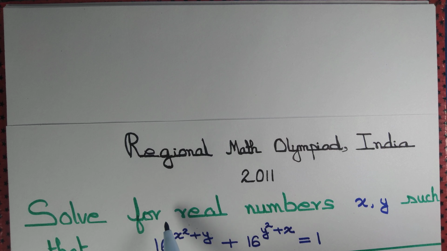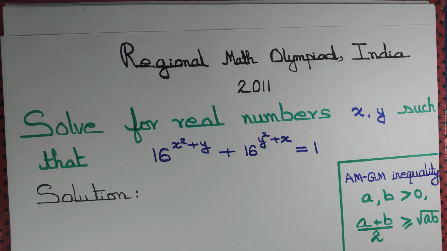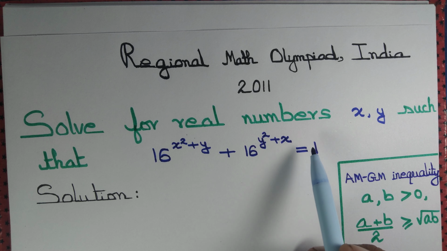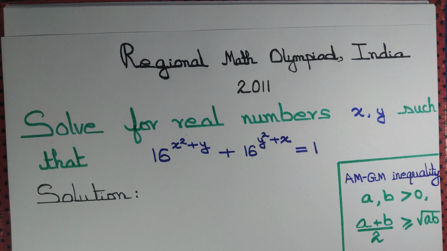Let us solve for real numbers x, y such that 16^(x² + y) + 16^(y² + x) is exactly equal to 1. So we want to solve this equation.